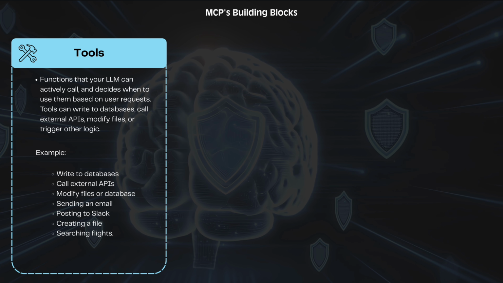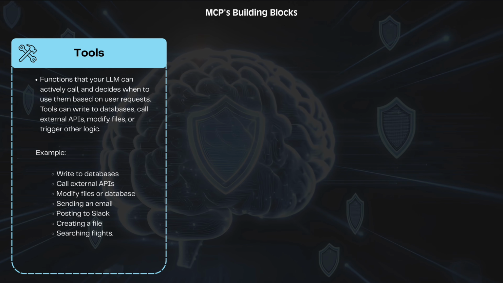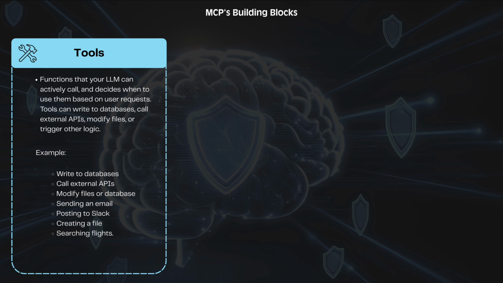Let's look at the building blocks of MCP. The first one is tools, which are the functions that do things or take actions. They are the functions that your LLM can actively call and decide when to use which one based on user request. They are defined with clear input schemas and return structured results.